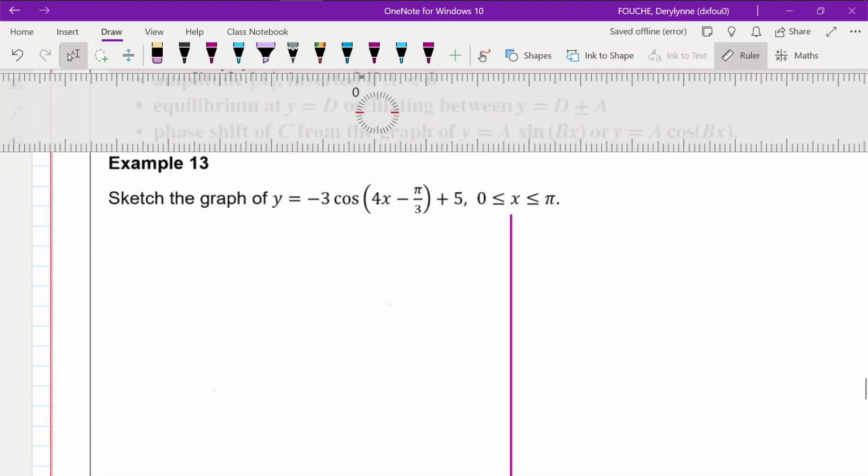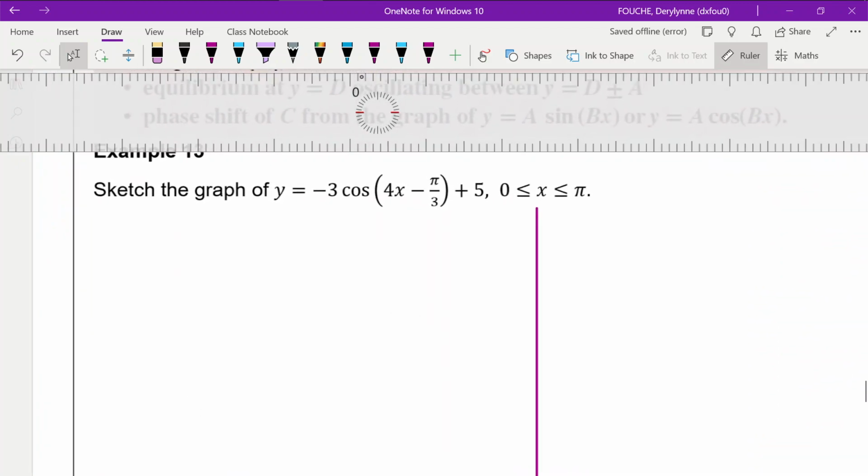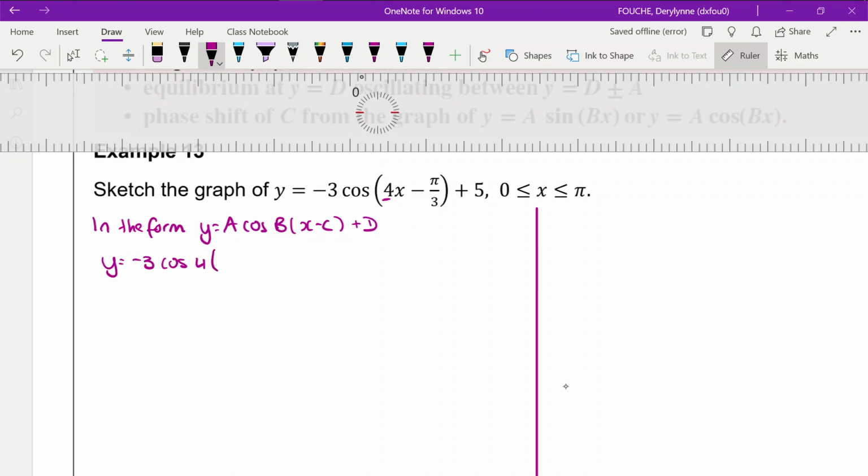The first thing we need to do is get it into our correct form, because you'll notice here I've got a 4x, I need to get x naked. So in the form y equals a cos b of x minus c plus d, I'm going to have y equals -3 cos of 4 times x minus pi on 12, plus 5.